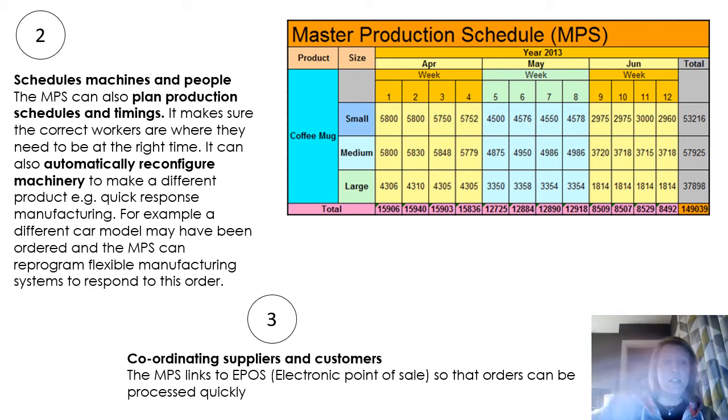So this schedule links to your point of sale so that any orders can be processed really quickly. So if you get an order at the till, it links to this. This then triggers orders of materials, makes sure that you've got people in place, makes sure that your machinery is all configured correctly. So it really is a major part of a well ordered and efficient manufacturing company. If they don't have a master production schedule, you're going to have issues where maybe there's communication issues, and that's going to cause a massive problem with just-in-time production. You want everything to be working together, and that's what this schedule does.